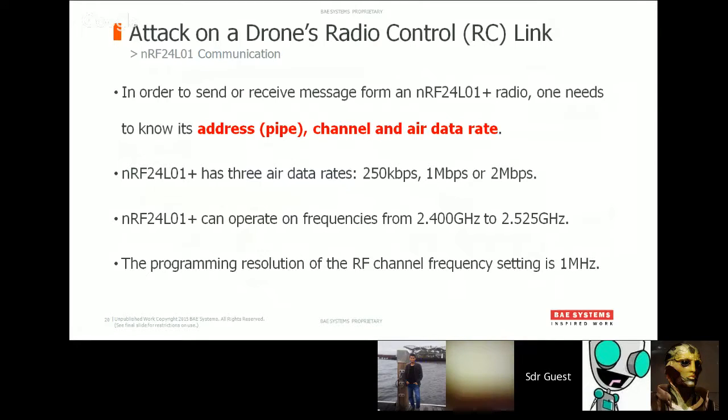Okay, and if we check the NRF24's document, we find that it operates at three different air data rates: 250 kilobits per second, 1 megabits per second, or 2 megabits per second. So there are only three possible air data rates.